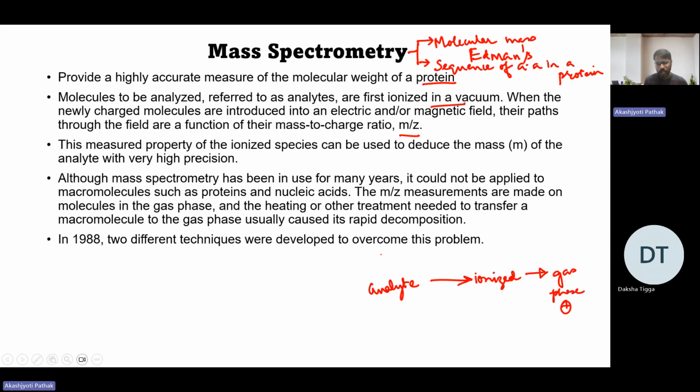So we will look into the different components of a mass spectrometer. There are basically three main components. One is a source, a laser source. Then there is an analyzer, in which your molecules get separated on the basis of the mass to charge ratio. And the third is the detector.